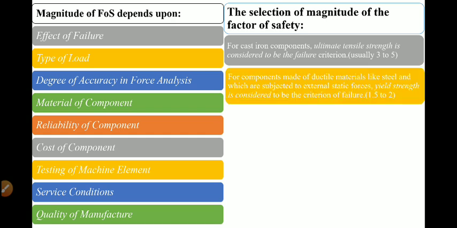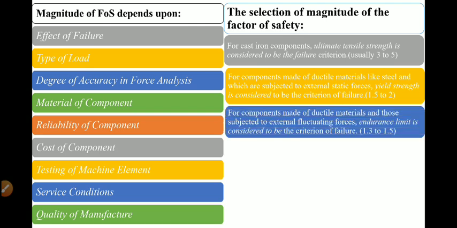For components made of ductile materials like steel, which are subjected to external static force, yield strength is considered to be the criteria of failure, and the magnitude of factor of safety is from 1.5 to 2. For components made of ductile materials and those subjected to external fluctuating forces, endurance limit is considered to be the criteria of failure. So factor of safety is in the range from 1.3 to 1.5.